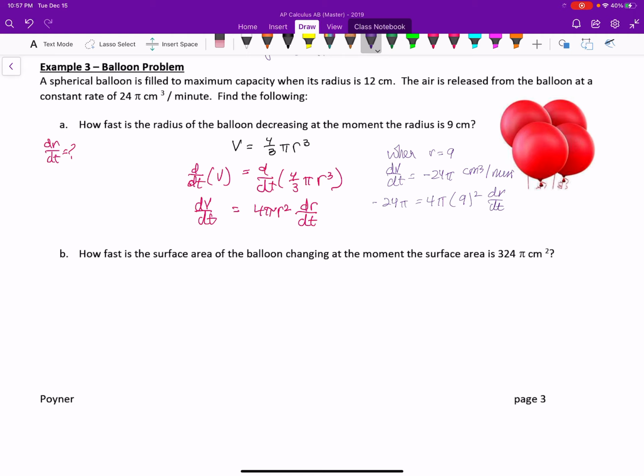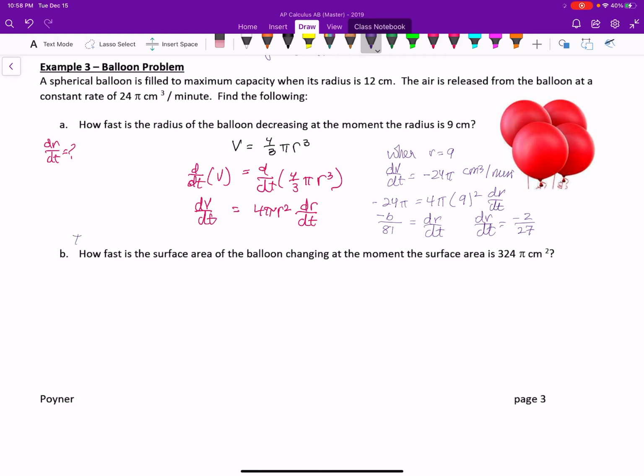I'm going to divide both sides by pi, which is easy enough. Divide both sides by 4. I get negative 6 over 81 is equal to dr/dt, which reduces some more. So dr/dt should equal negative 2 over 27. First you're going to ask yourself, does it make sense that it's negative? Well, because it's deflating, the radius of the sphere will get smaller. And it's a length, so the units would be centimeters per minute.